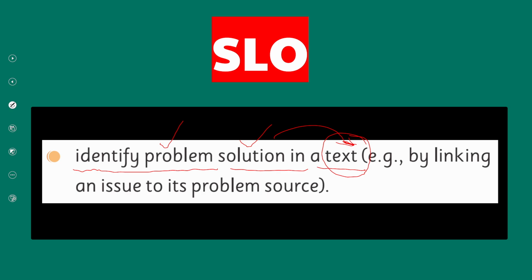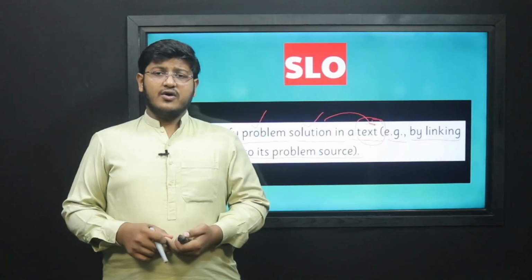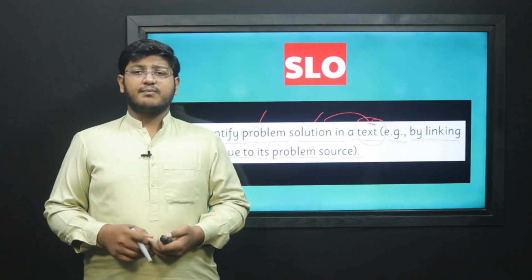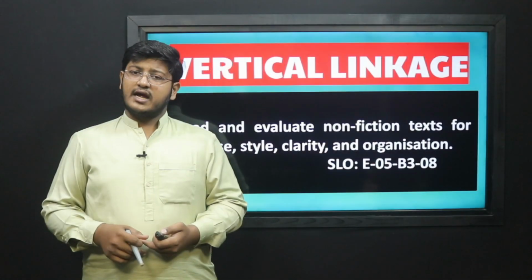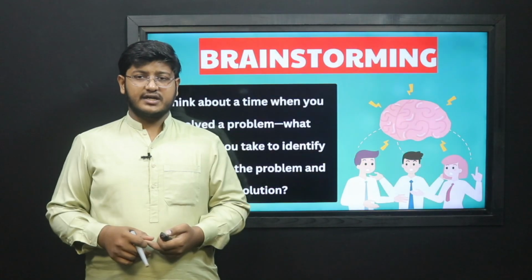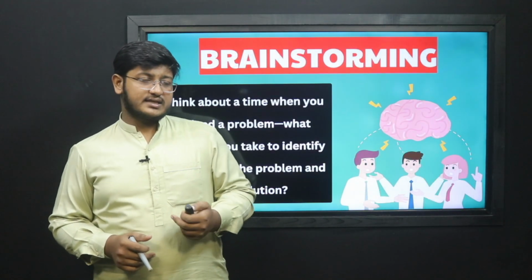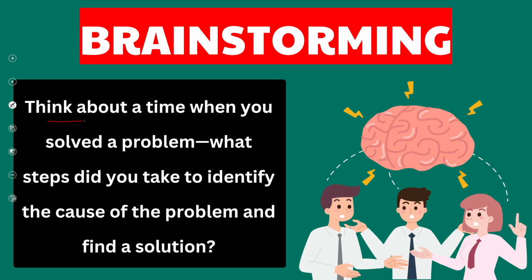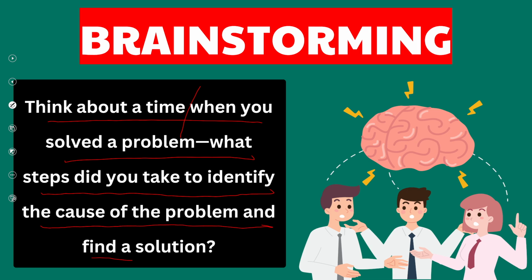So how can we do that? There is an extension of the SLO by linking an issue to its problem source. Let's find out how we achieve this SLO with the help of the text of this lesson. Here is the vertical linkage. You go through it and let's do a brainstorming activity. What is the brainstorming prompt? Think about a time when you solved a problem from a text. What steps did you take to identify the cause of the problem and find a solution?